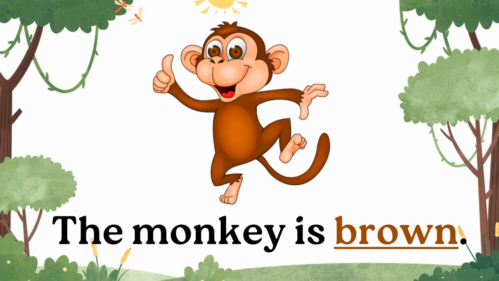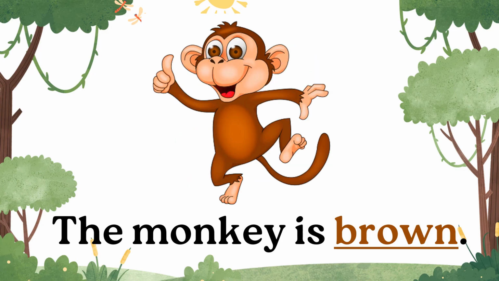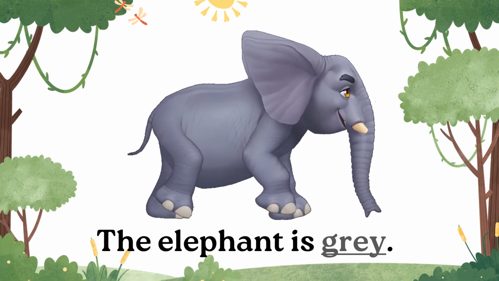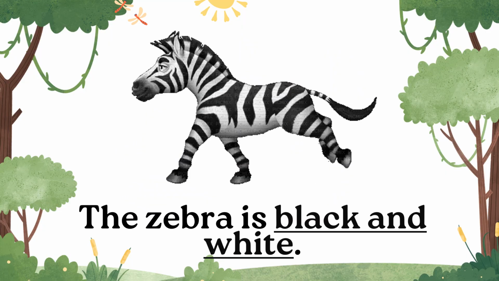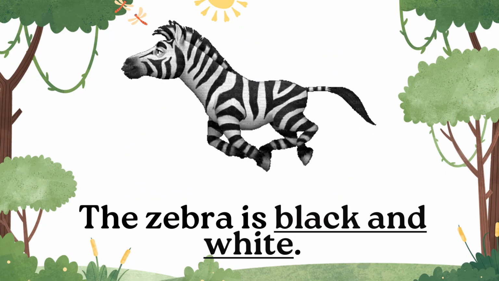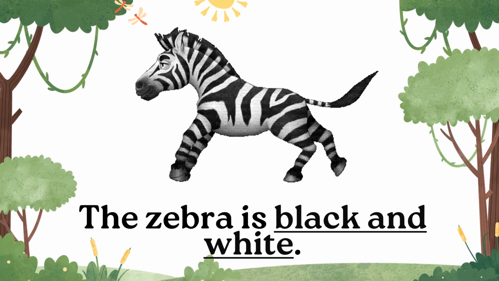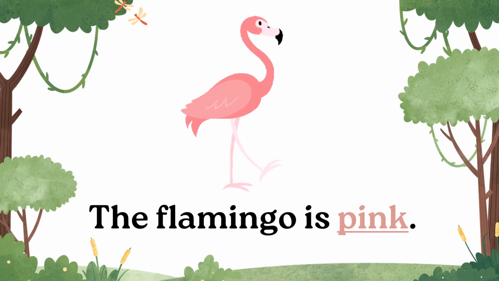The monkey is brown. The elephant is gray. The zebra is black and white. The flamingo is pink.